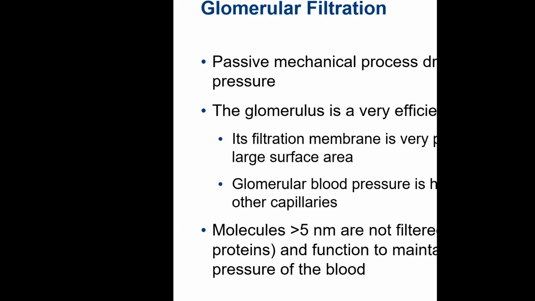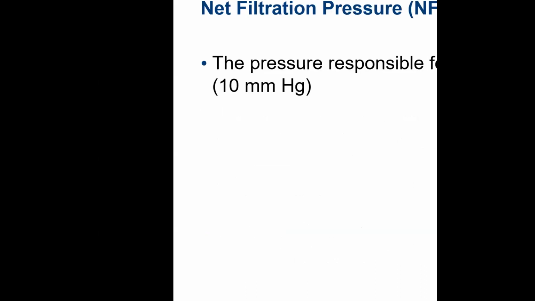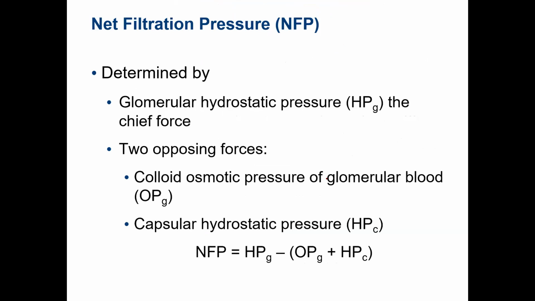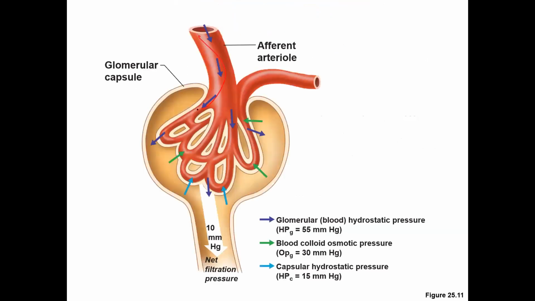Filtration is passive. It's just driven by pressure. So you're not pumping stuff out, you're just shoving it out. The net filtration pressure we talked about in circulation. Here it's about 10 millimeters of mercury, because the afferent arteriole is bigger than the efferent arteriole. That creates pressure in between here, shoving that fluid out. And now it's out here, and it is, again, filtrate.